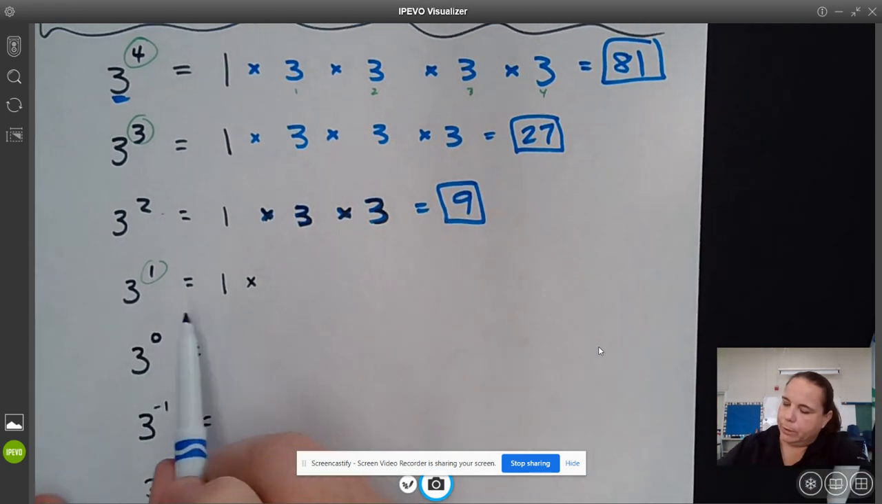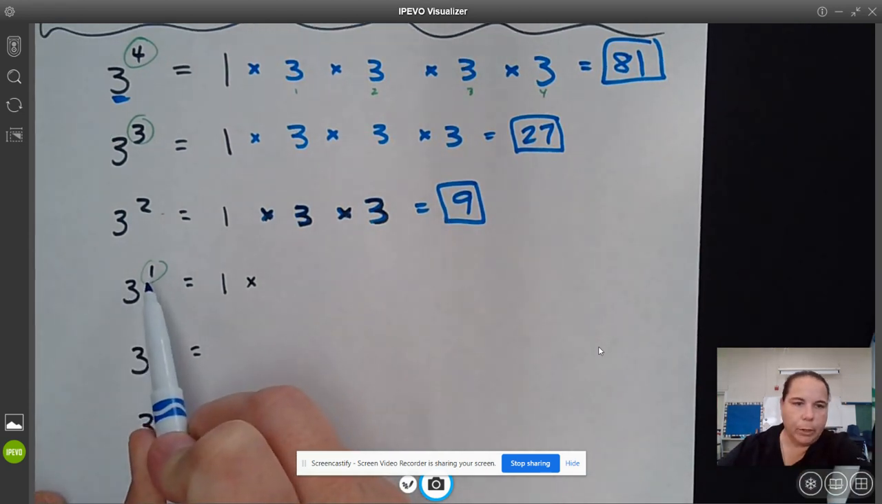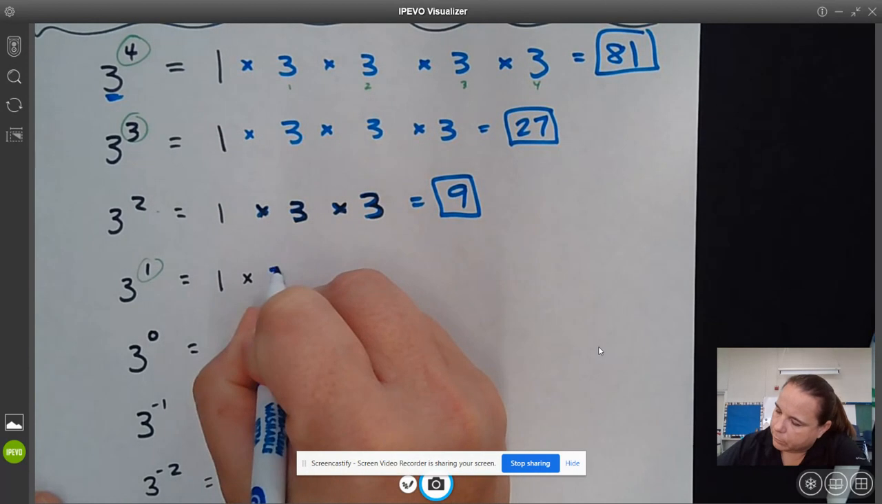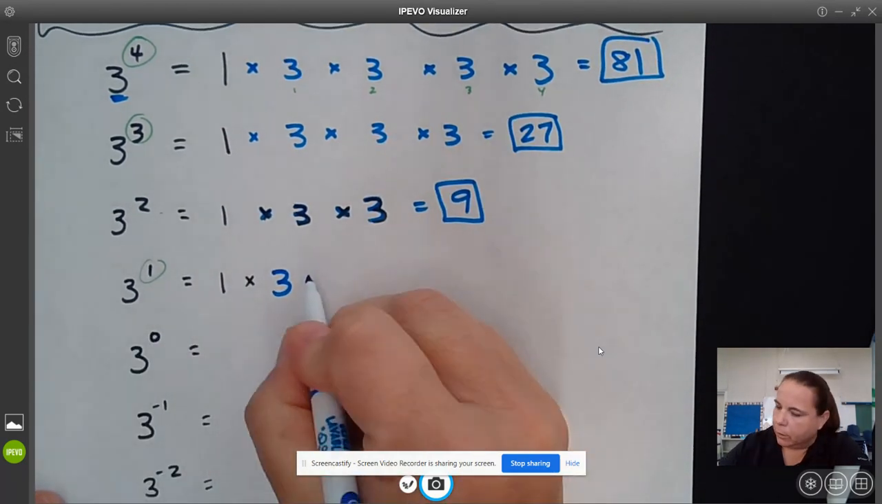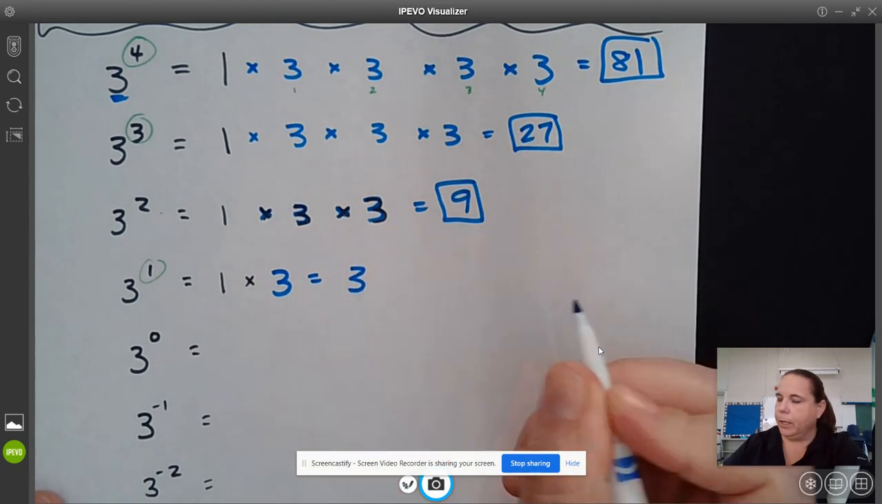Right? So 1, and then we're going to multiply 3 one time. So think to ourselves, okay, so times 3. That's it. We only need one 3. So 3 times 1 is 3.